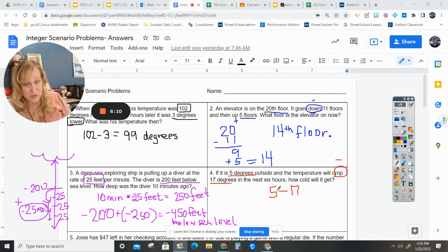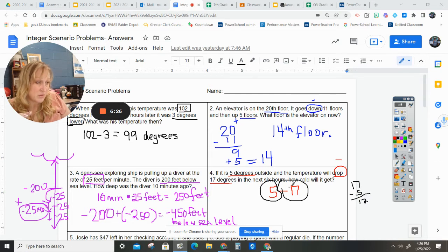Now, you can do this one of two ways. You can recognize that's a positive number, that's a negative number, so they're different, and I find the difference. 17 minus 5 is 12. But then I have to think which number is furthest from 0. The one that's furthest from 0 is the 17, so the answer is negative 17 degrees.